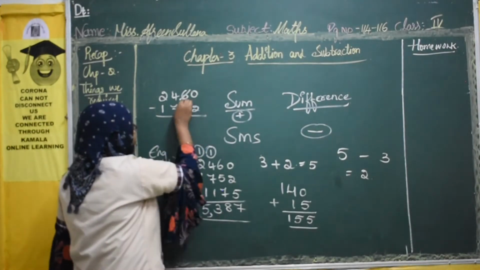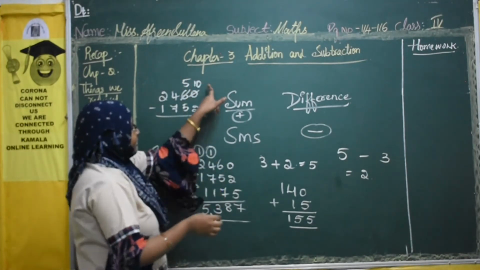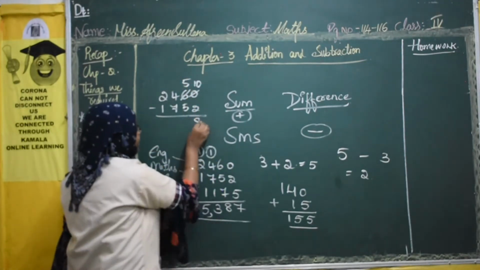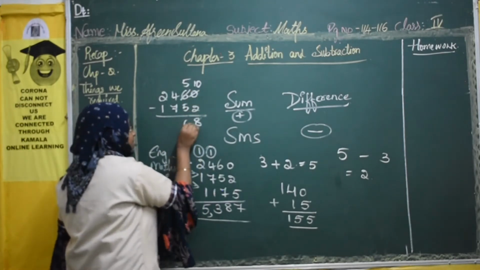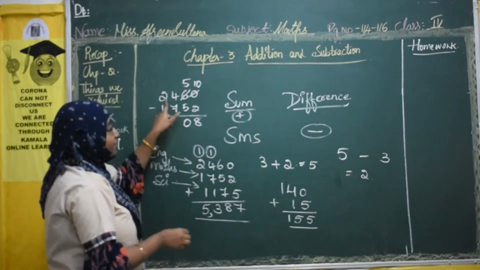So we will take a borrowing. So this is 5. Next this is 10. 10 minus 2 is 8. 5 minus 5 is 0. Now you cannot subtract 7 from 4.